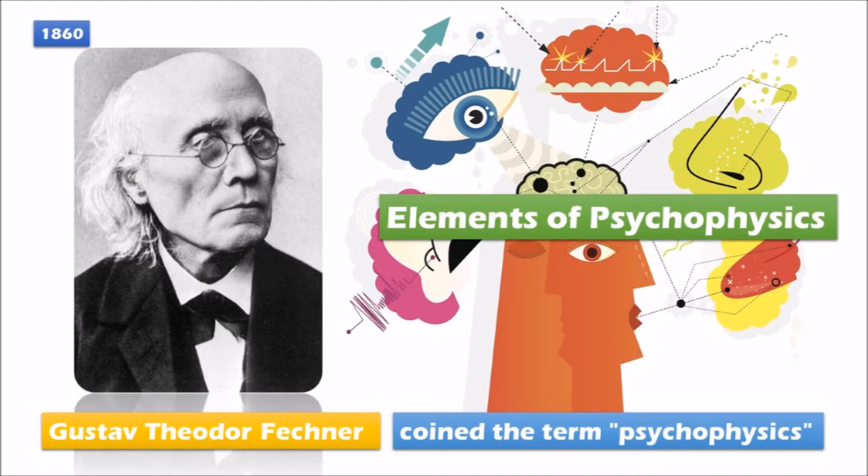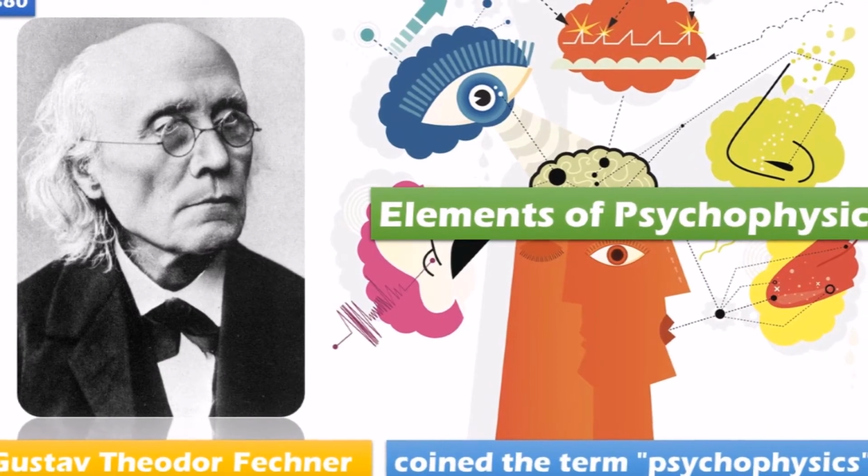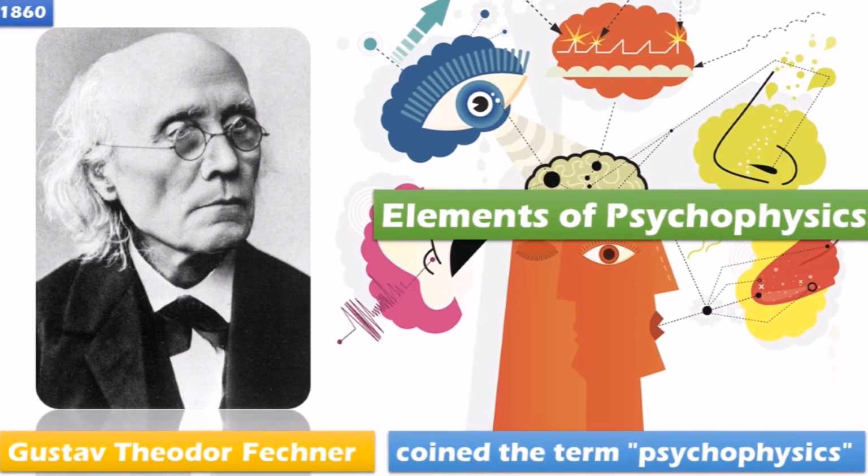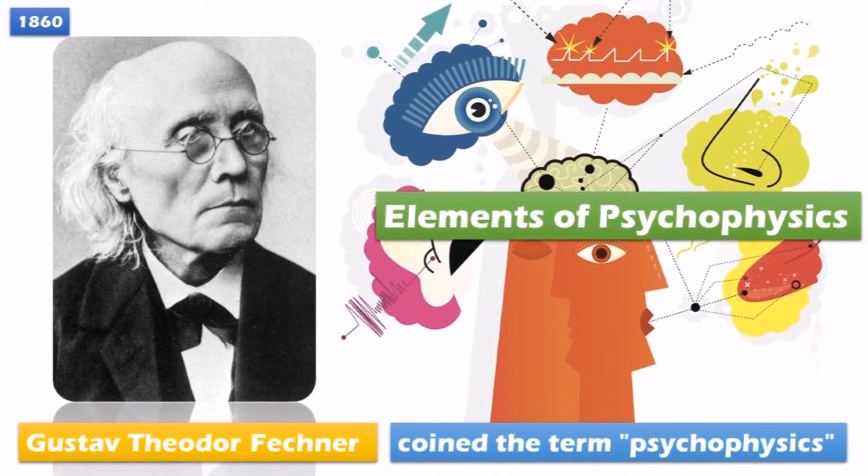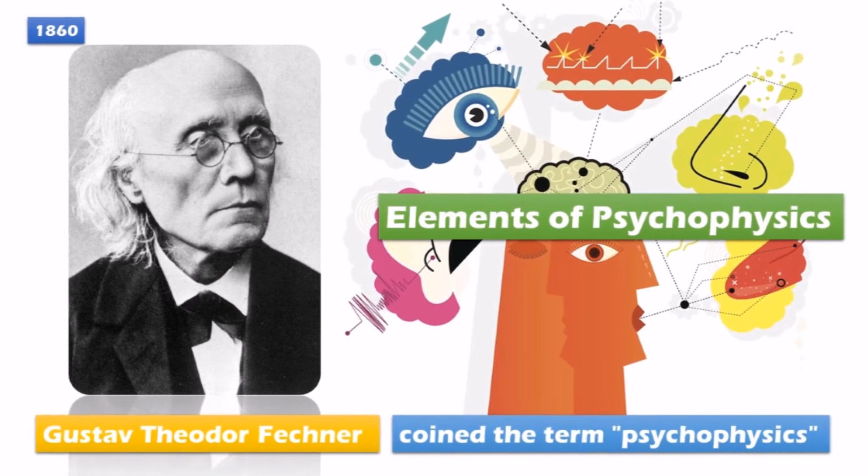In 1860, Gustav Theodor Fechner in Leipzig published Elemente der Psychophysik. He coined the term psychophysics, describing research intended to relate physical stimuli to the contents of consciousness such as sensations.